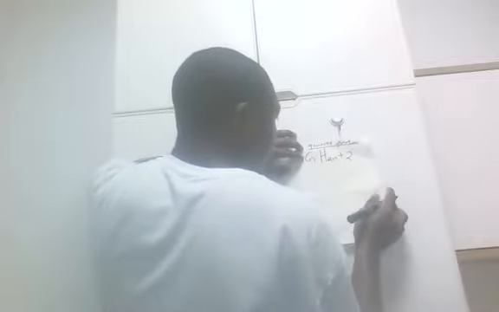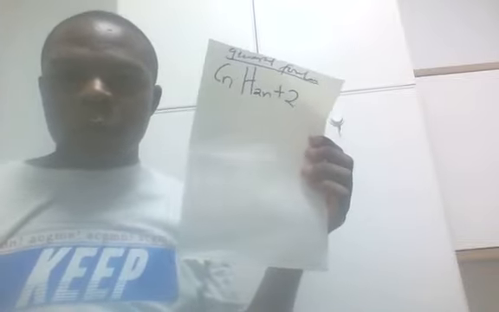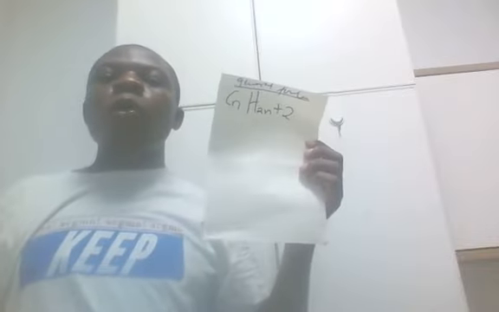Now, what is the general formula for you to know how to write this? The general formula of alkanes is CnH2n+2. That is the general formula for all alkanes.